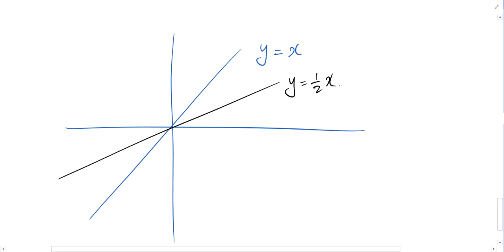Okay, let's stretch it vertically. We stretch it vertically, we should get something like this. Yeah, it could be y equals to 3x, for example. The gradient is steeper. We are stretching it.